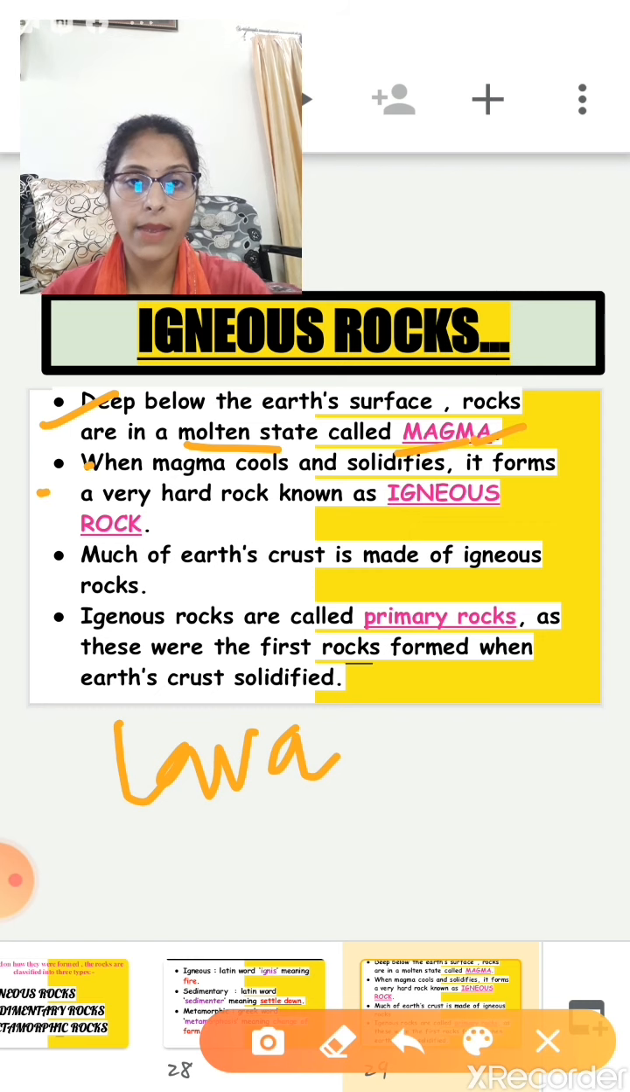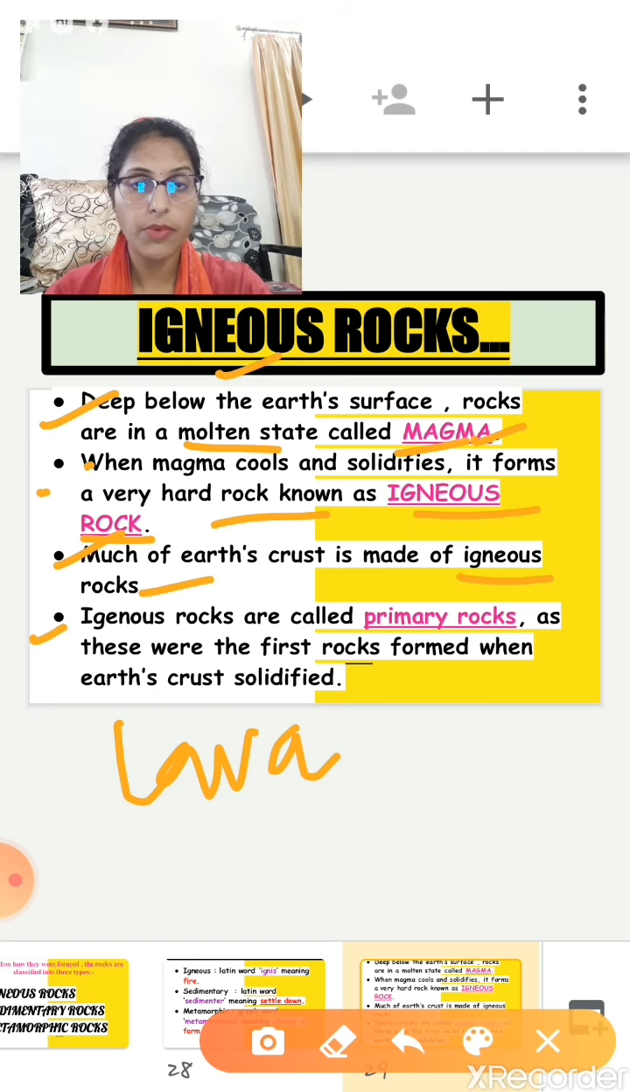When magma cools and solidifies, it forms a very hard rock. When magma cools and solidifies, it forms a very hard rock known as the igneous rock. Basically, this type of rock is formed by cooling of molten magma on the earth's surface or inside the earth. It's called the igneous rock. Now, much of the earth's crust is made up of igneous rock.